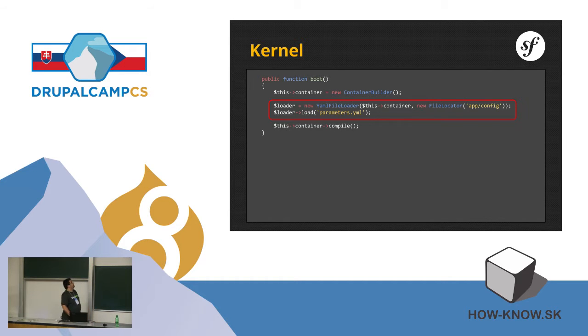Because we wanted to have a configuration written in a file, it's two lines and we load configuration from parameters.yaml. In another two lines, we load service definitions. Configuration we load from a YAML file because it's easier to do it this way. For services we use XML files because they can be easily validated and easily read by PhpStorm and used for autocomplete.